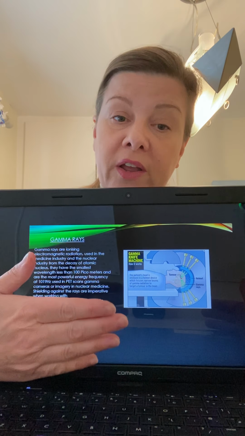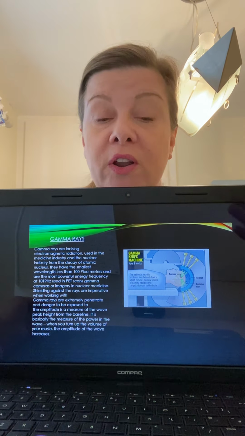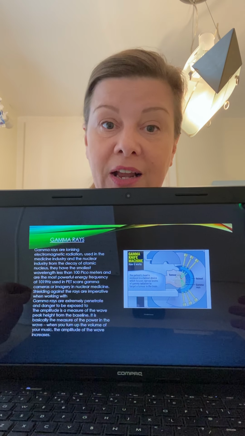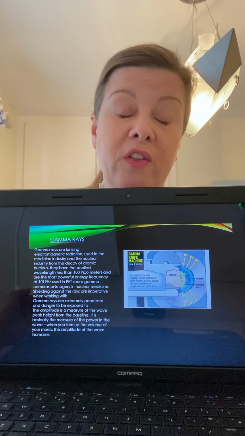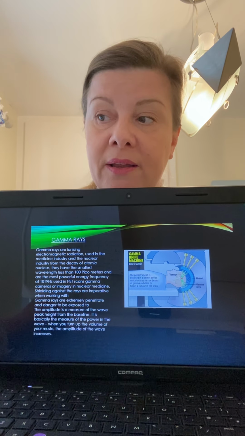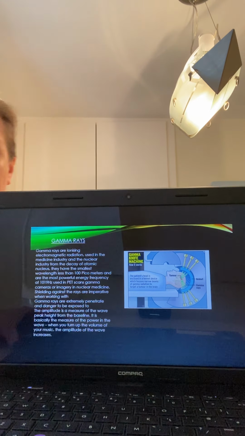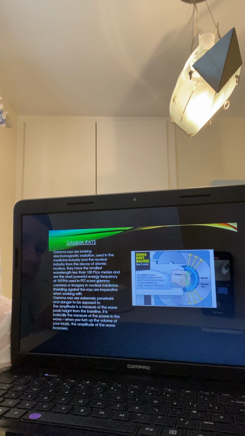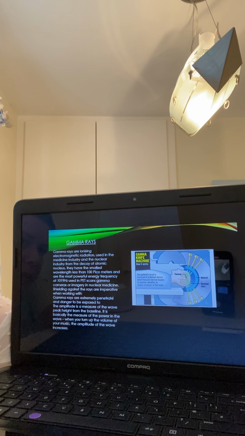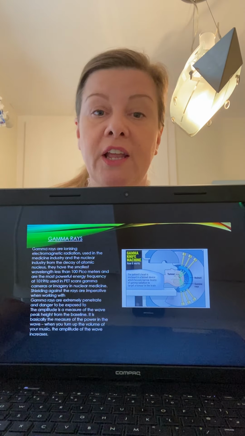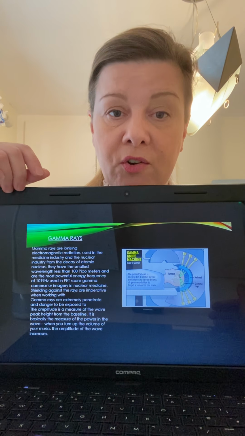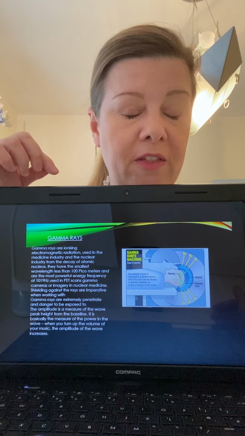Gamma rays are used in cancer treatments. They penetrate the body, isolate particular cells and kill them, but they also kill good cells as well. It is a form of cancer treatment. They're very penetrative and dangerous if exposed to. They're at the top end of the frequency spectrum and the lowest wavelength, so they're the most powerful.